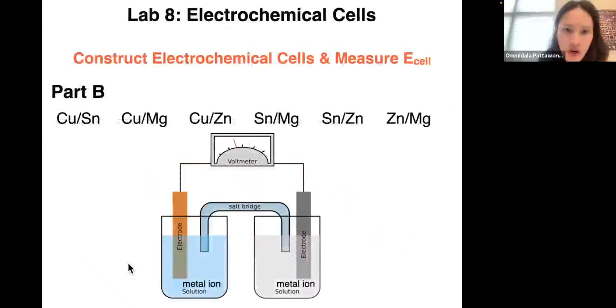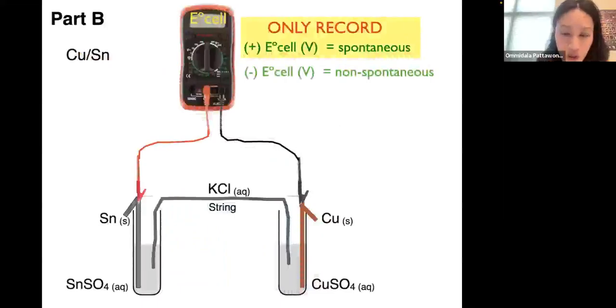For part B, you are going to construct the electrochemical cells and then measure the cell potential for each of these pairs. The electrochemical cell is composed of metal and ion solution, so electrodes. It contains two electrodes and also a salt bridge to complete the circuit. You're going to connect the two electrodes with a voltmeter to determine the voltage, or the cell potential, for the reaction. So this is what you are going to construct in the lab.